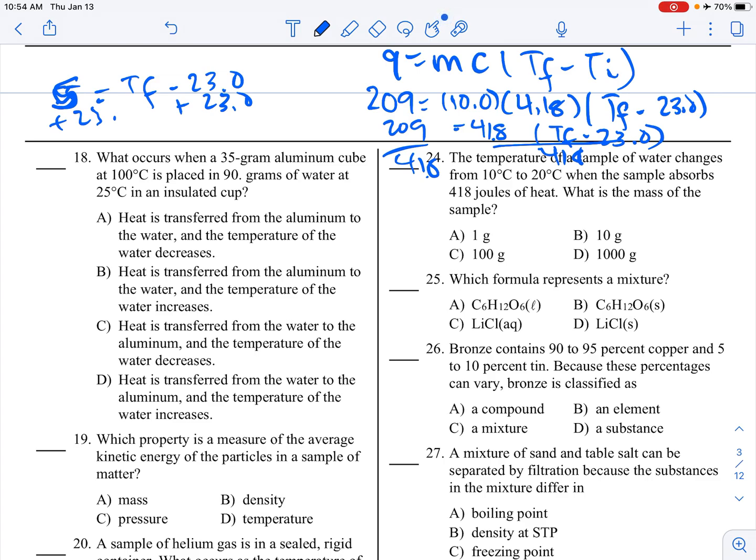What occurs when a 35-gram aluminum cube at 100 degrees Celsius is placed in 90 grams of water at 25 degrees Celsius in an insulated cup? The important thing to know is heat flows from hot to cold. So who's hotter? The cube, and the water is colder. So heat is transferred from the aluminum to the water. So not those. And what will happen to the temperature of the water? It will increase. Choice B.